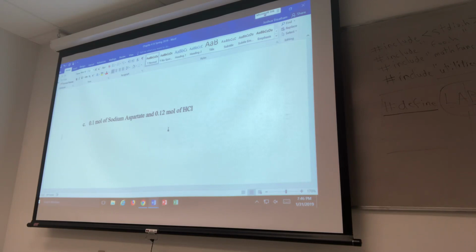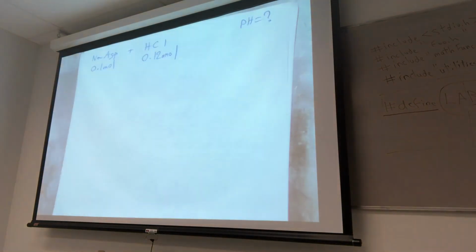So what we're given here, let me write down the information on the paper, and I'll flip to here. Sodium aspartate and HCl. Okay, and they want the pH. So, a reaction between an amino acid and a strong acid, or a strong base. It could have been a strong base also.